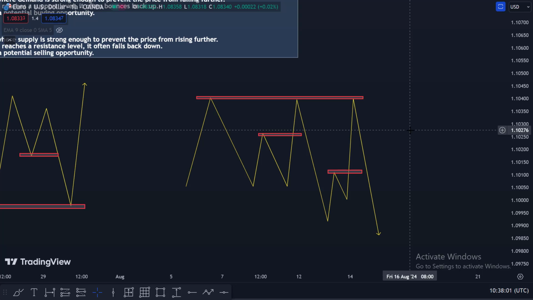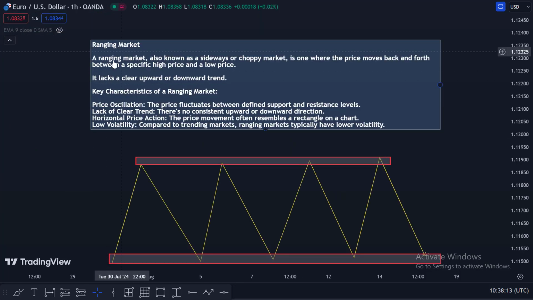So let's go into ranging so you can understand what a ranging market is. A ranging market, also known as a sideways or choppy market, is one where the price moves back and forth between a specific high price and low price. It lacks a clear uptrend or downtrend. Key characteristics of a ranging market: the price fluctuates between defined support and resistance levels. Lack of clear trend; there is no consistent upward or downward direction. You can see horizontal price action. The price movement often resembles a rectangle on the chart. It also shows low volatility compared to a trending market. Ranging markets typically have low volatility.